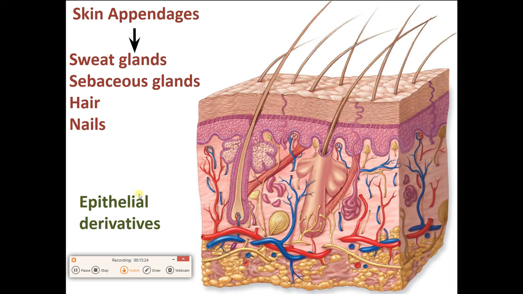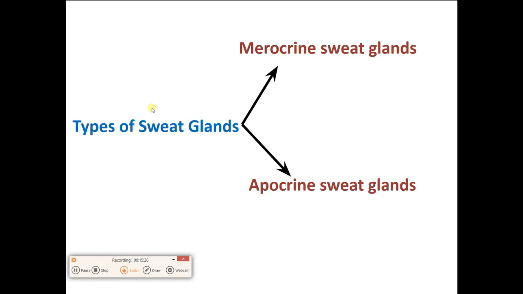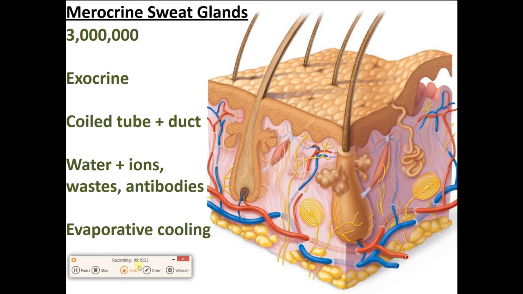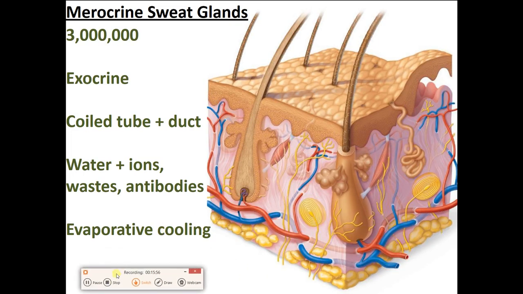Okay, let's do it. Let's talk about sweat glands first. There are two varieties of sweat glands. There are the merocrine sweat glands. You have millions of merocrines. Merocrines maintain body temperature. And then there are the apocrines. Apocrines are your armpit ones. A for apocrine, A for axillary or armpit. All right, which one are we doing first? I think we're doing merocrine first. Yes, I am correct. We got about 3 million merocrine sweat glands.